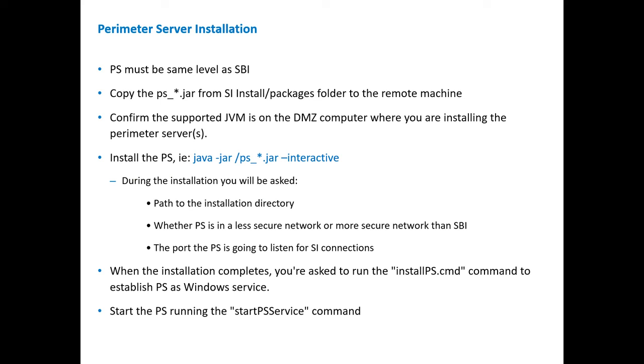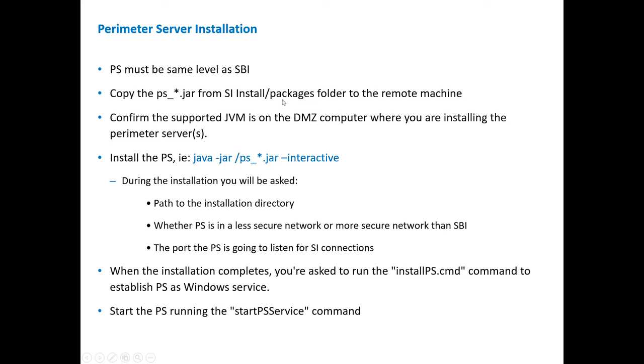Now, moving on, in this slide, I'm going to talk about how you install perimeter server. You cannot install perimeter server standalone. As an admin, when you are installing perimeter server, the first step is to install Sterling B2B Integrator. Once you have installed Sterling B2B Integrator, you get the install/packages folder where Sterling Integrator is installed.